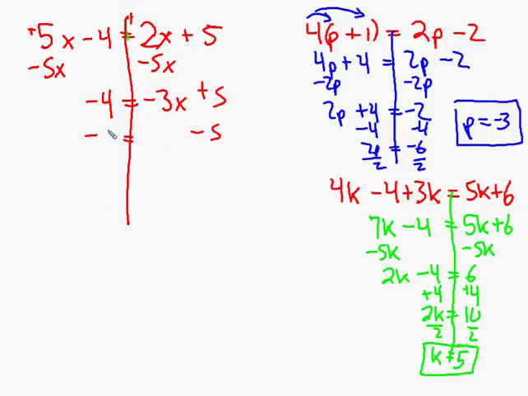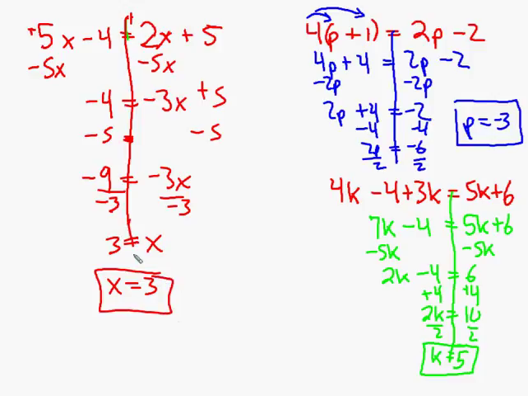So I subtract 5 to undo the plus. So negative 4 minus 5 is negative 9. Now I divide by negative 3, and I get x equals 3. And I just flip that around so that my variable's on the left. Do you have to flip it around? You don't have to, but we want to get that habit for the next chapter. Any other questions on these?